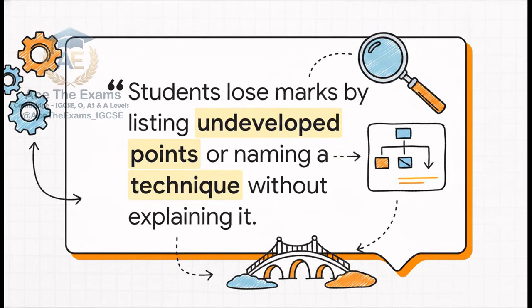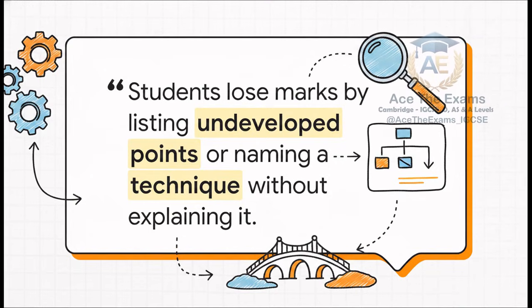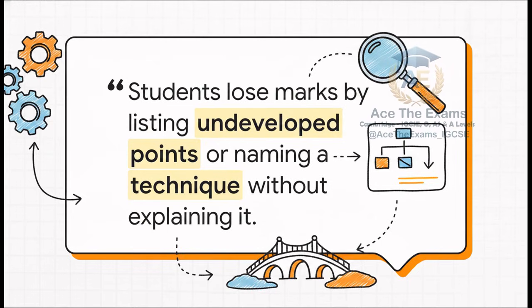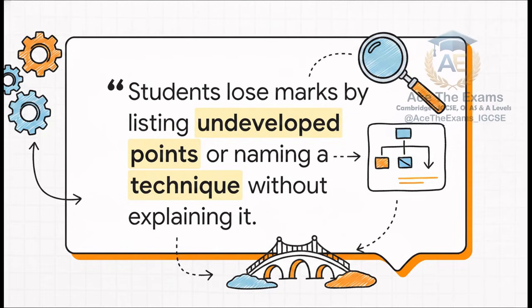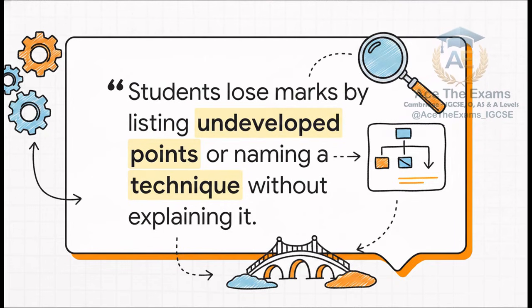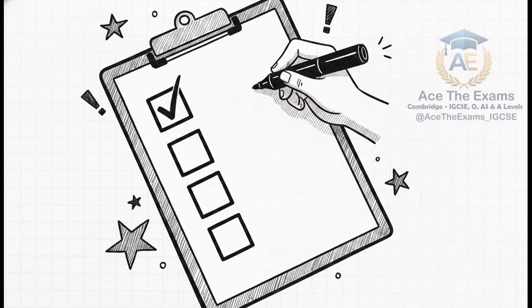But hey, don't just take my word for it. Check out this direct examiner insight. Students lose marks by listing undeveloped points, naming a technique without explaining how it works, or describing a different technology. These insights reveal a pretty hard truth. You cannot just name-drop vocabulary onto the page. You have to construct a layered explanation that justifies your practical software choices and meticulously connects the dots for the examiner. So to totally prevent those undeveloped points, here's your pre-submission checkpoint.